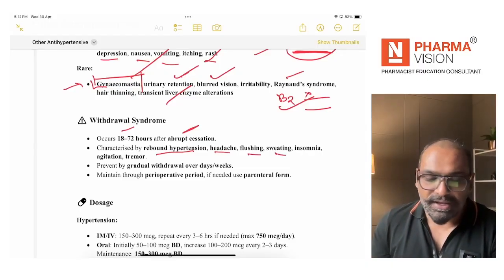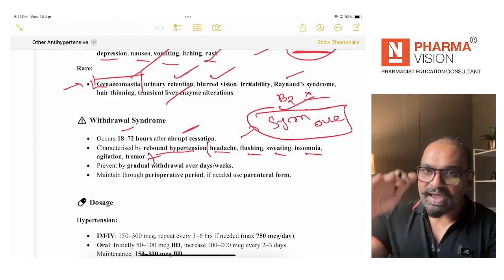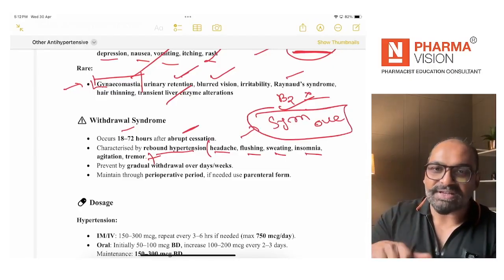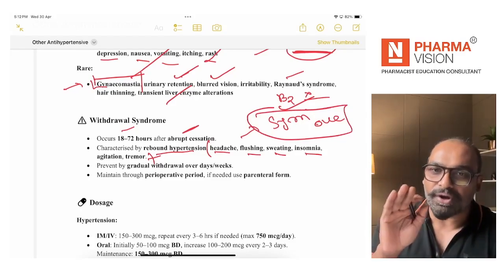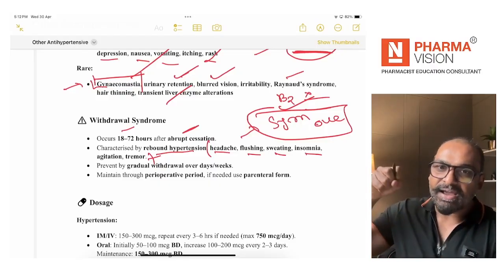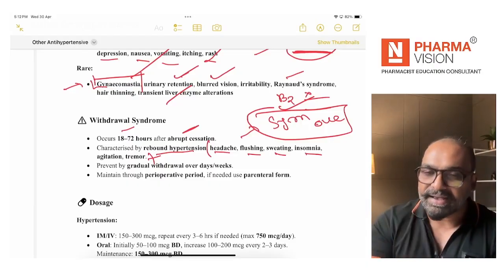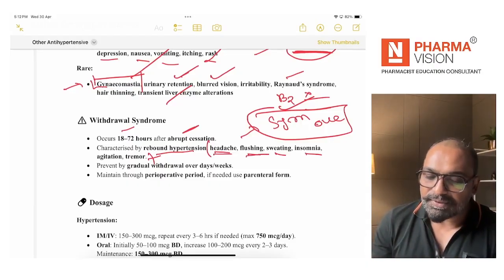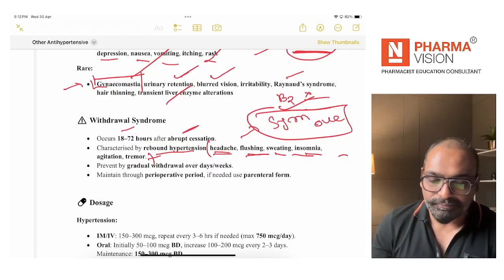Headache, flushing, sweating, insomnia, agitation, tremor, all these are associated with sympathetic overactivity. Okay, so we have just released the brake. When we were giving the clonidine, that was the brake on your sympathetic system. Now we have suddenly taken off the brake, sympathetic overactivity has been excited, and due to that, the patient is getting sympathetic overactivity related side effects.